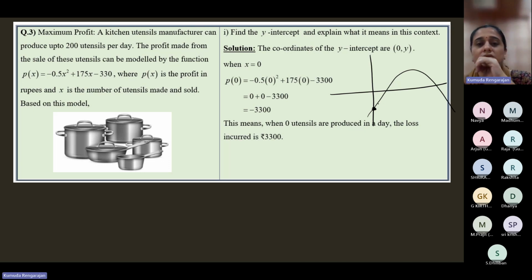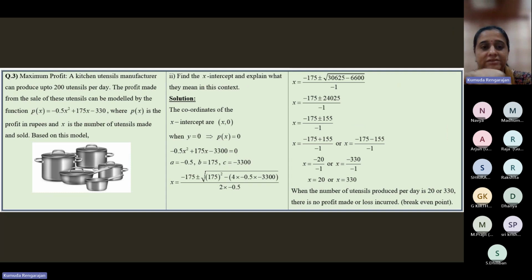The parabola will cut the x-axis. For the x-intercept, you will have two different points, because the parabola will cut the x-axis at two distinct points. So for x, you will have two values.